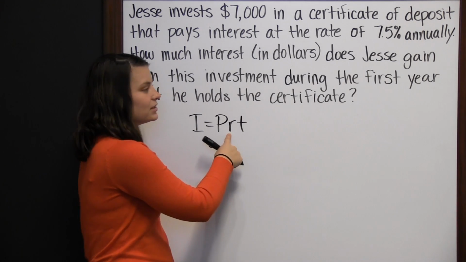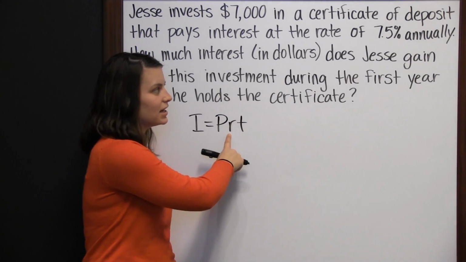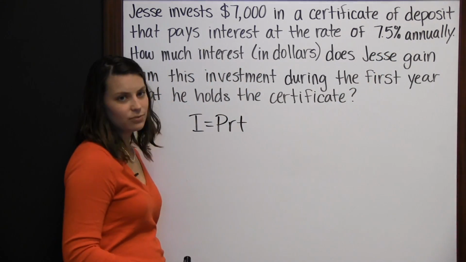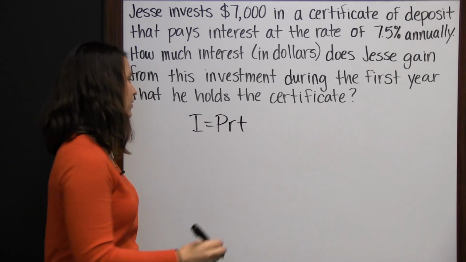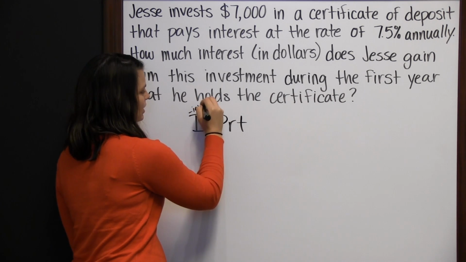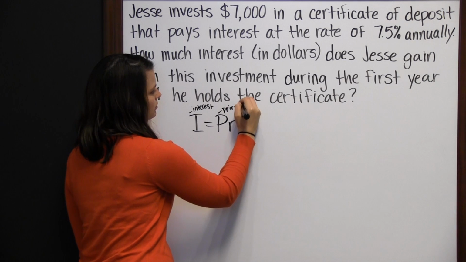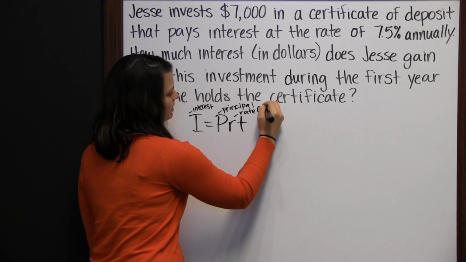The R is the rate, or the percentage, but written as a decimal. So we're going to take 7.5% and write it as a decimal. And that'll be our rate. And then T stands for time. So you may want to make a note of that. This I is the interest. P is the principal. R is the rate as a decimal.